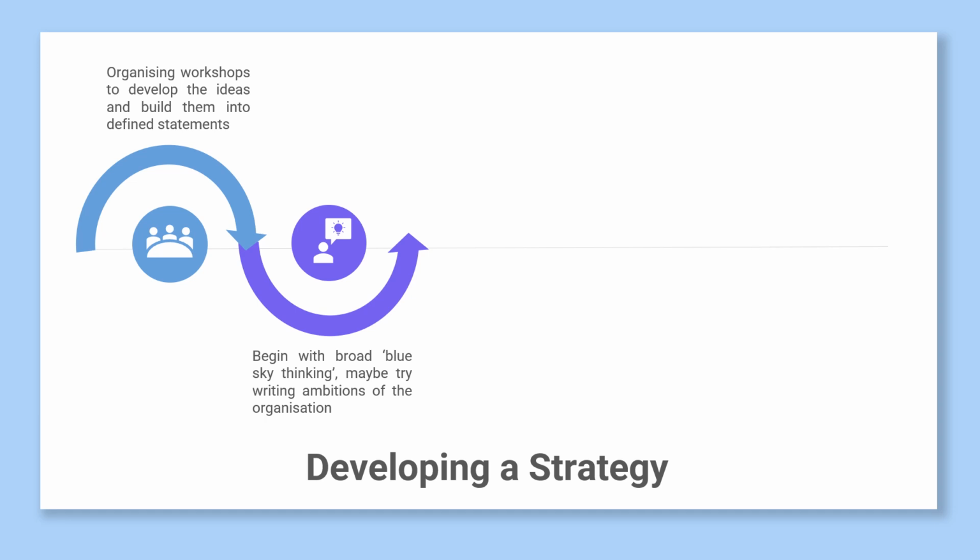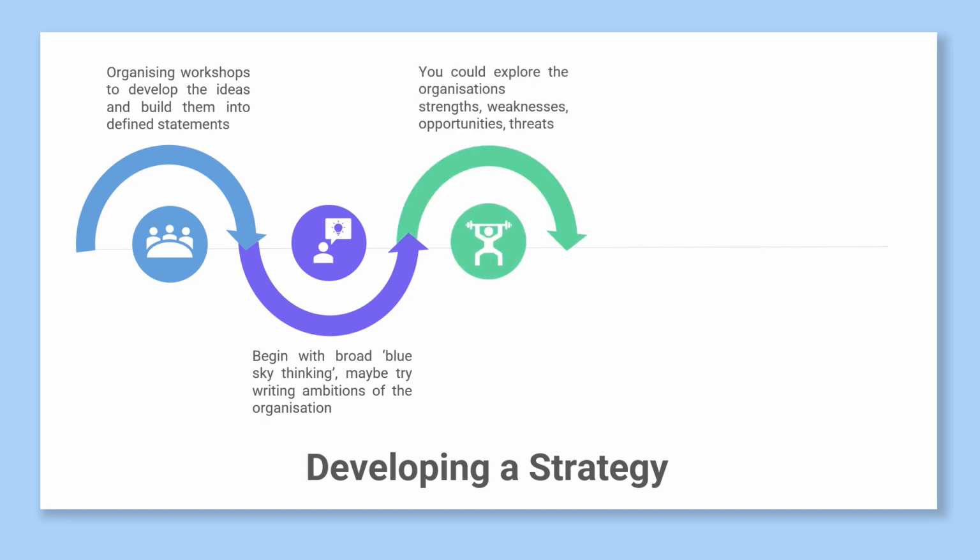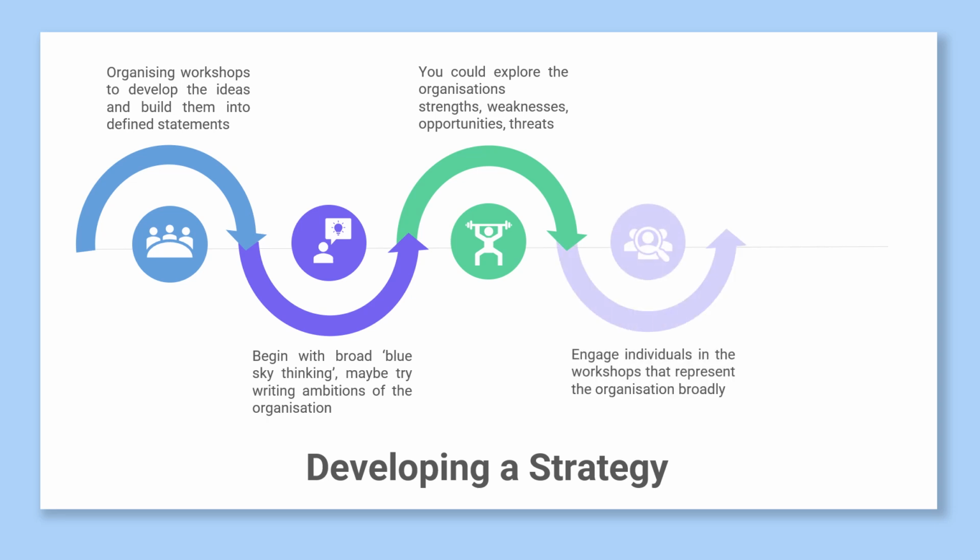The workshops could begin with a broad, blue sky thinking. Maybe try writing the ambitions of the organization on post-it notes, and then try to prioritize those ambitions. You could try exploring where you are now, and where you would like to be in 5 or 10 years. You could also explore the organization's strengths, weaknesses, opportunities, and threats.